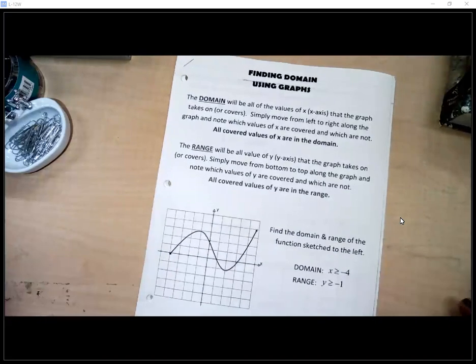The domain will be all of the x values on the x-axis that the graph takes on or covers. Simply move from left to right along the graph and note which values of x are covered and which are not. All covered values of x are in the domain.